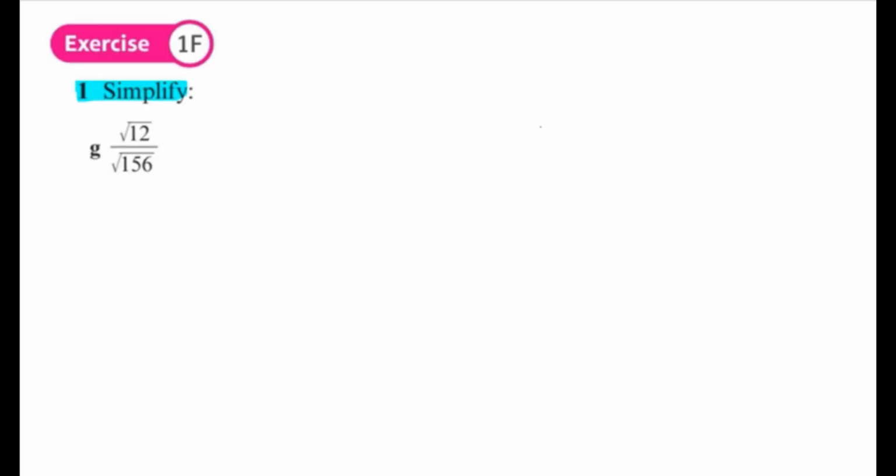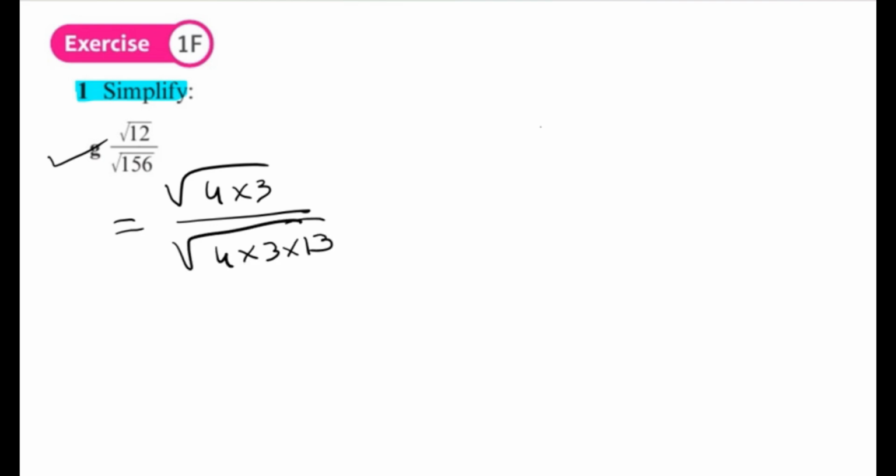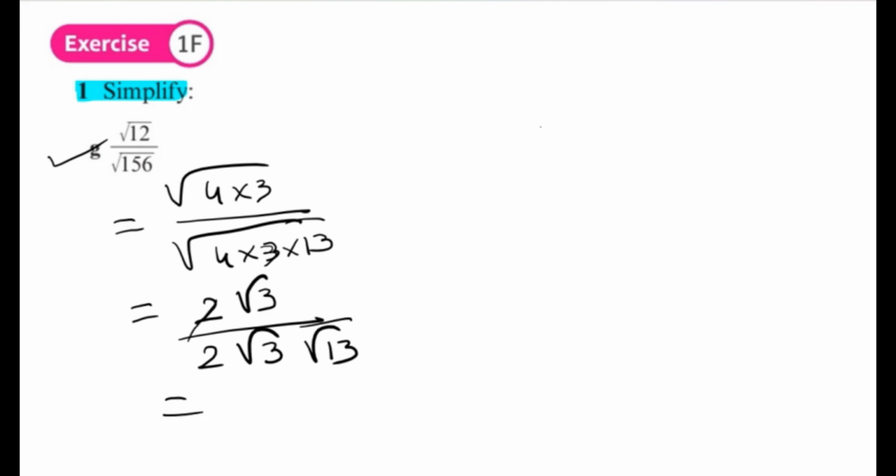Now let's move to exercise 1F. Question 1 is simplify. We are going to do question G: root 12 over root 156. We know 12 is 4 times 3, and for root 156 you can find factors, which gives 4 times 3 times 13. Try to do the prime factorization. Now root 4 is 2, and root 3. In the denominator, 2, root 3, root 13. The 2 gets cancelled, root 3 gets cancelled. So we will get 1 over root 13.